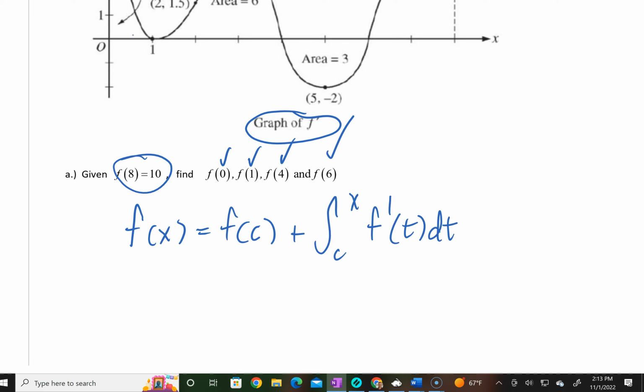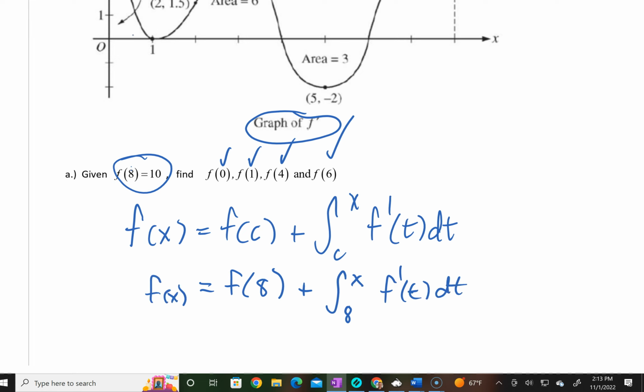And if you need to make a flashcard of this to help you memorize it, that's okay. We'll keep doing it. This is not the last one of these we're doing. But you'd say, well, f of c, they've just given this to you. See, this is f of 8 plus the integral of 8 to x of f prime of t dt. Wait a minute, what number is f of 8? It's 10.